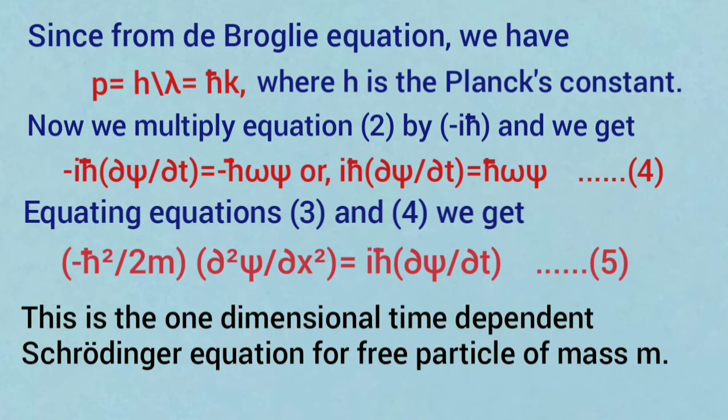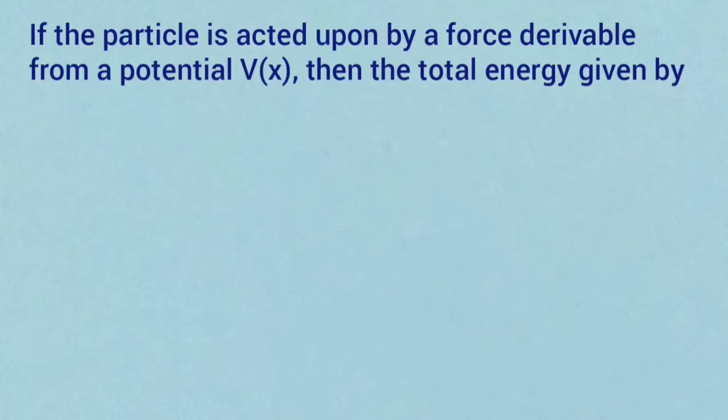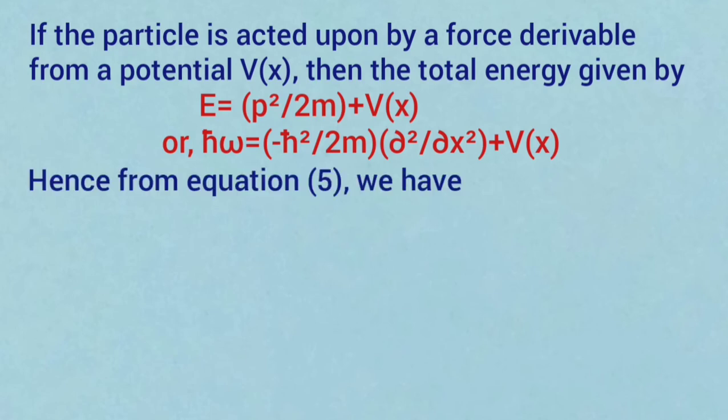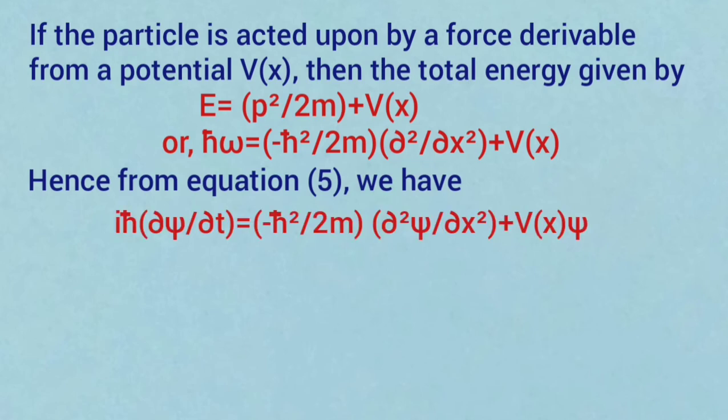This is the one-dimensional time-dependent Schrödinger equation for a free particle of mass m. If the particle is acted upon by a force derivable from a potential V of x, then the total energy is given by E equal to p squared by 2m plus V of x, or h bar omega equal to minus h bar squared by 2m del squared by del x squared plus V of x. Hence from equation 5 we have i h bar del psi by del t equal to minus h bar squared by 2m del squared psi by del x squared plus V of x psi.